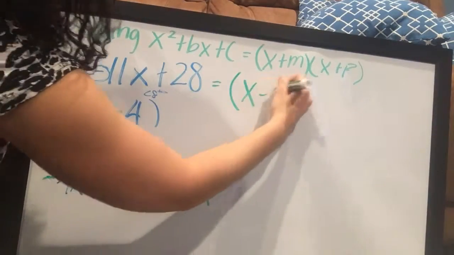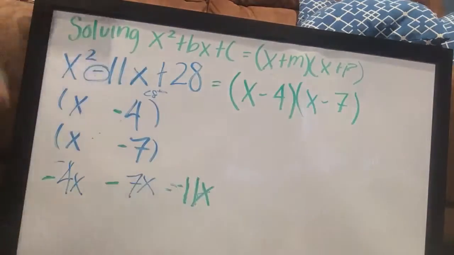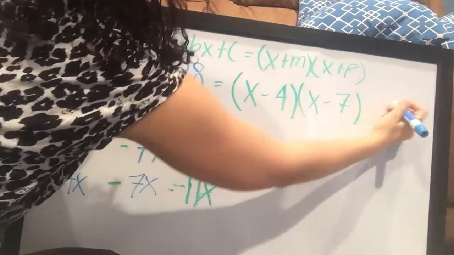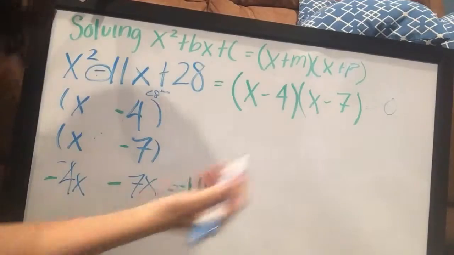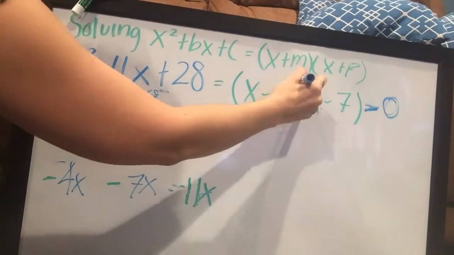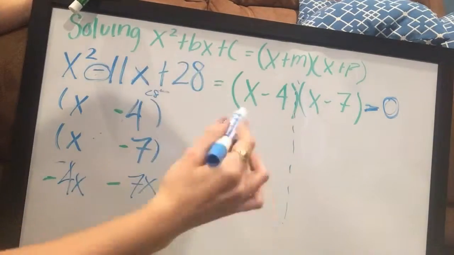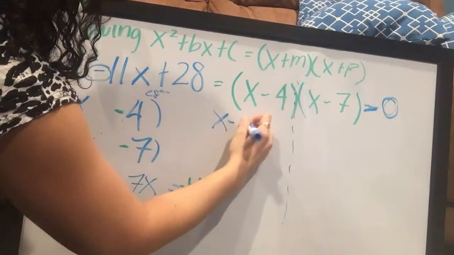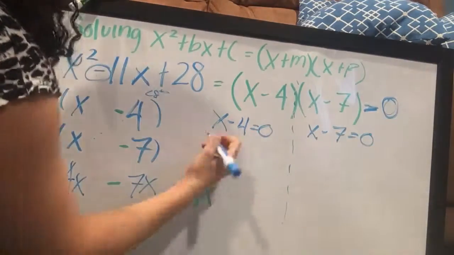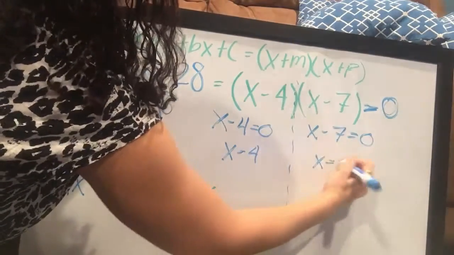So it's going to be x minus 4 times x minus 7. Now to solve it, remember this whole thing equals 0. Now split these up, because as long as one of them equals 0, the whole thing equals 0. So it's saying x minus 4 equals 0, and x minus 7 equals 0. So x has to equal 4, and x has to equal 7.